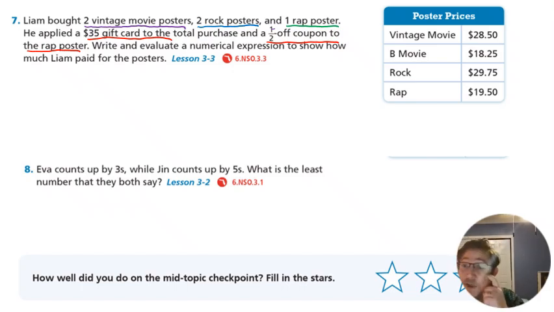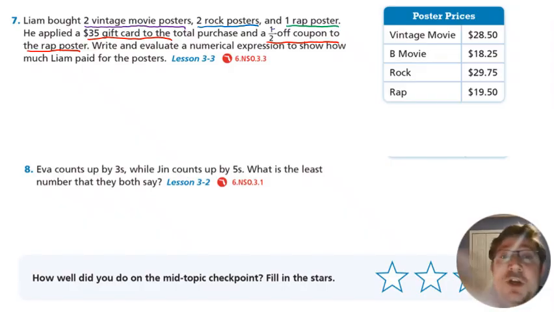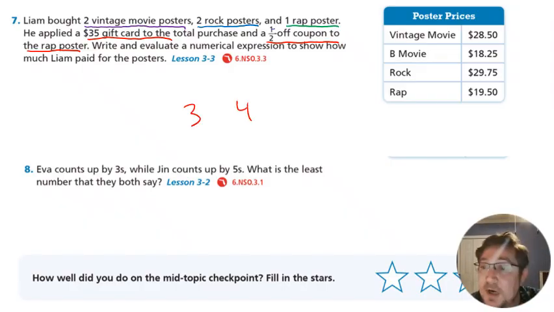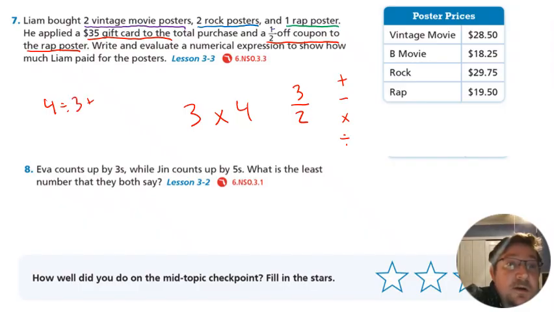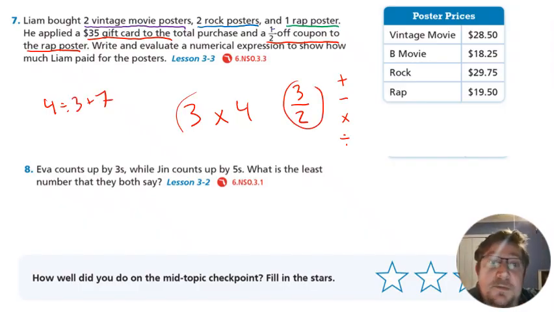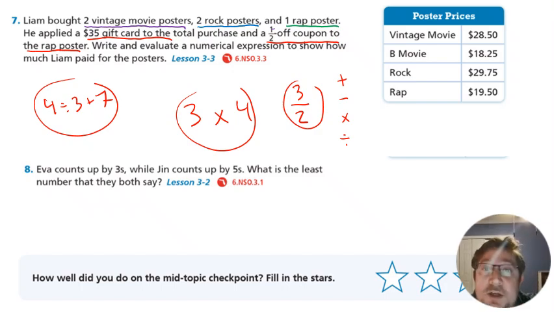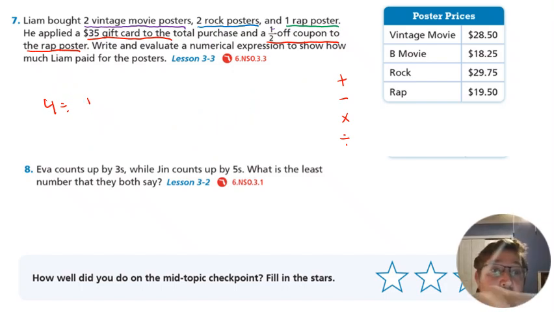So when it says write and evaluate a numeric expression, it has numbers like 3 and 4, and it has an operator somewhere in between them. An operator, remember, is add, subtract, multiply, or divide. So any numbers with an operator is a numeric expression. All of these are numeric expressions. So pretty much they want us to turn this word problem into math, or a numerical expression to be more precise. So we have 2 vintage movie posters. So let's see how much this guy paid.